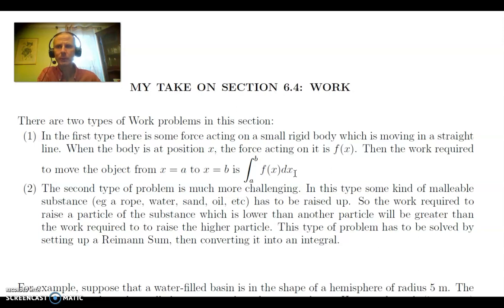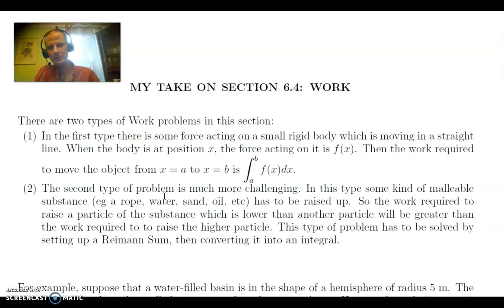For example, you might have some type of substance which is somehow split into little bits, for example, water or sand or oil. And a common type of problem is that you're trying to raise this substance up. So for example, maybe you're trying to pump water out of a tank or something like that. The water at the bottom of the tank has to be raised up a lot higher than the water at the top of the tank.